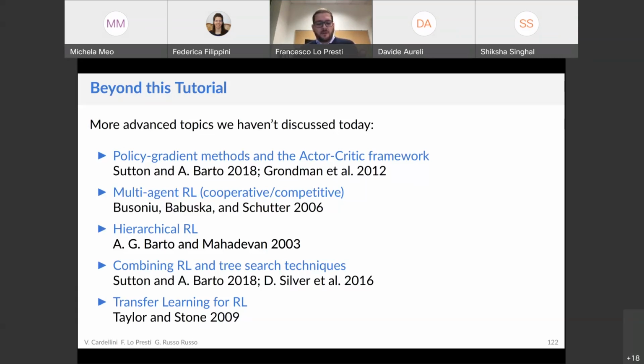And as in all the machine learning areas, we are also interested in transfer learning, because when we learn a policy to solve some task, we would like to be able to apply the knowledge we have acquired to a new and different task. So here you can find some minimal references to works dealing with these topics. And from my side, it's all.